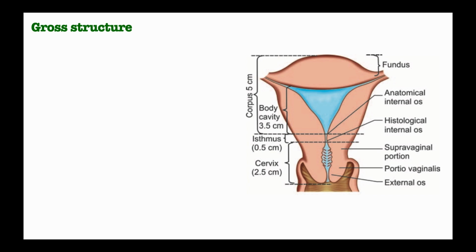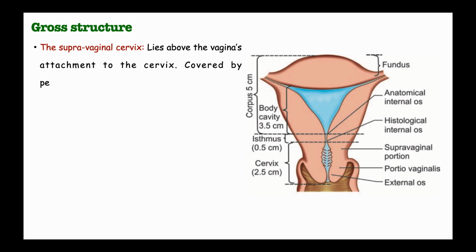Now, let's continue with the structure of the cervix, using this diagram to explain. We have what we call the supravaginal cervix, which is also known as the portio supravaginalis. And this is what I'm talking about.